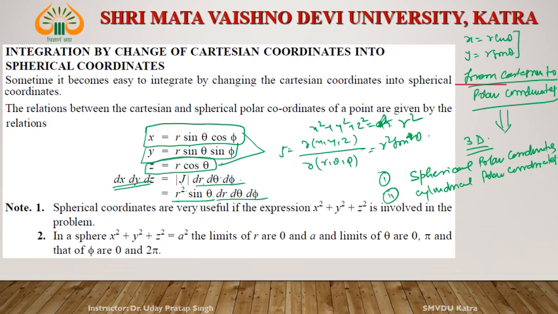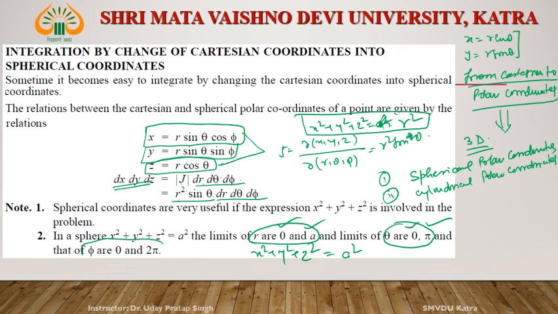And what are the limits? If the equation of a sphere is given in the form x squared plus y squared plus z squared equal to a squared, then r is from 0 to a, theta from 0 to pi, and phi from 0 to 2 pi. Remember this: r from 0 to a, theta from 0 to pi, and phi from 0 to 2 pi. Let us see one example.